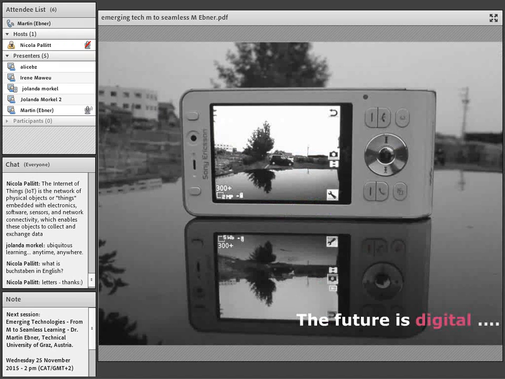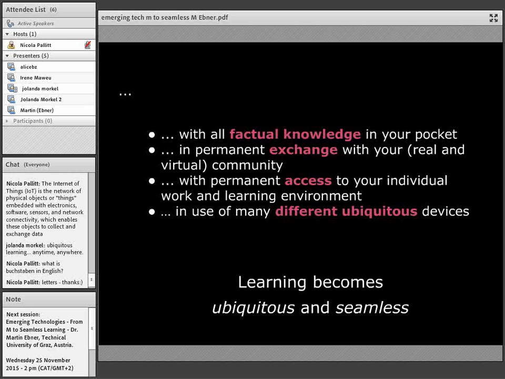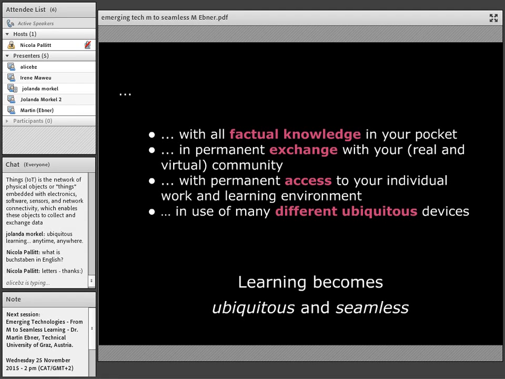Yeah, those are my last slides. I guess you agree the future is digital and we cannot go back anymore, but this means very interesting things. You have your factual knowledge in your pocket, in your smartphones, on the web, and this also changes education, of course. You're in a permanent exchange with your real and virtual community. So you have both communities where you can interact, because you also have devices always on the move.